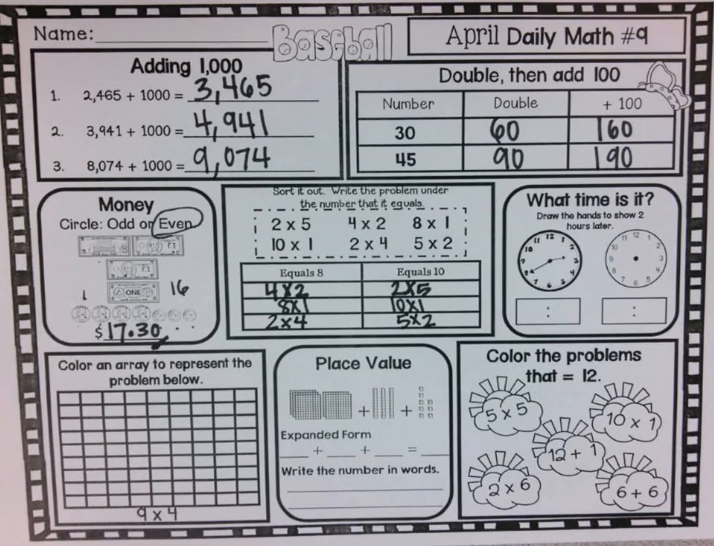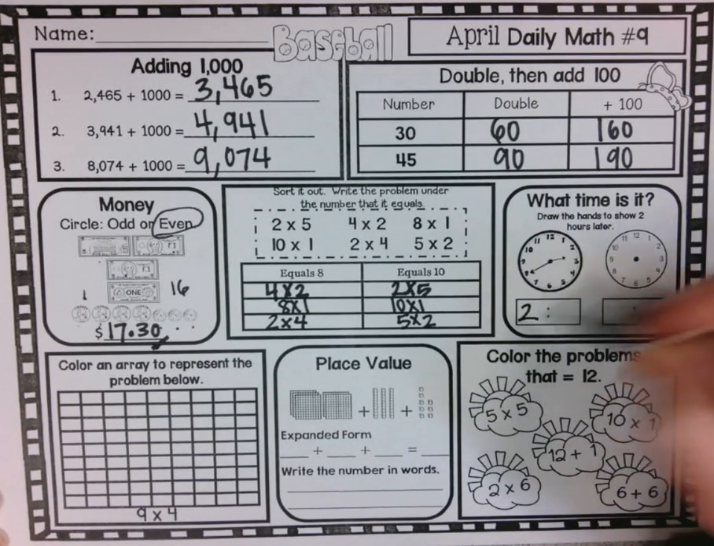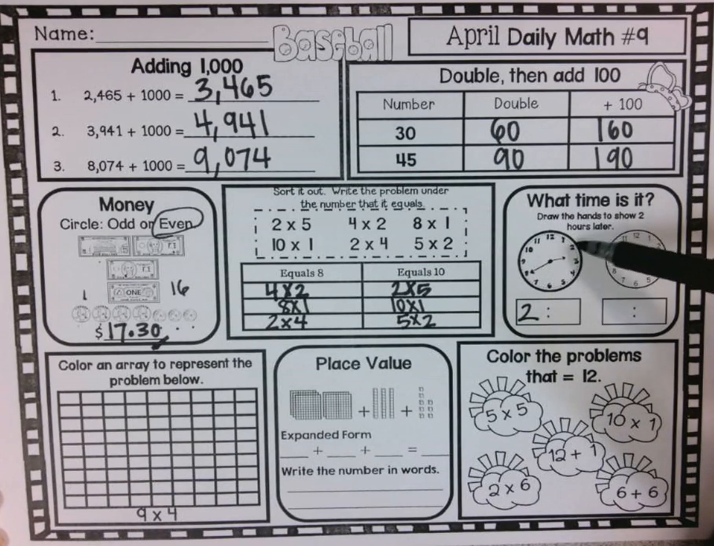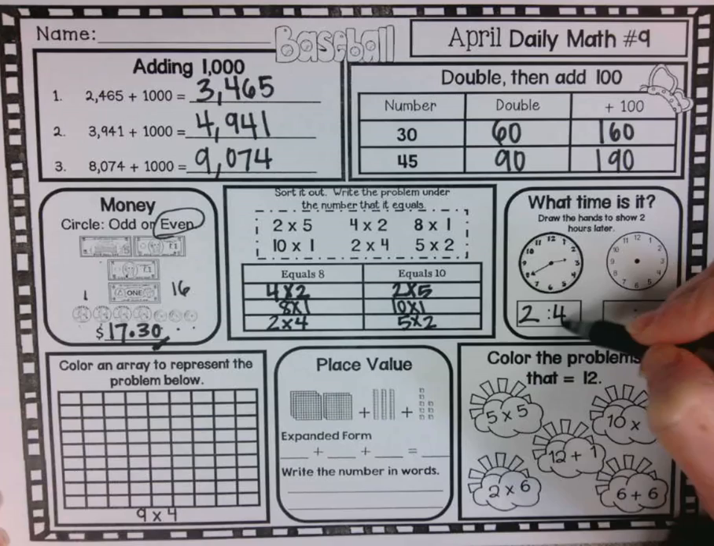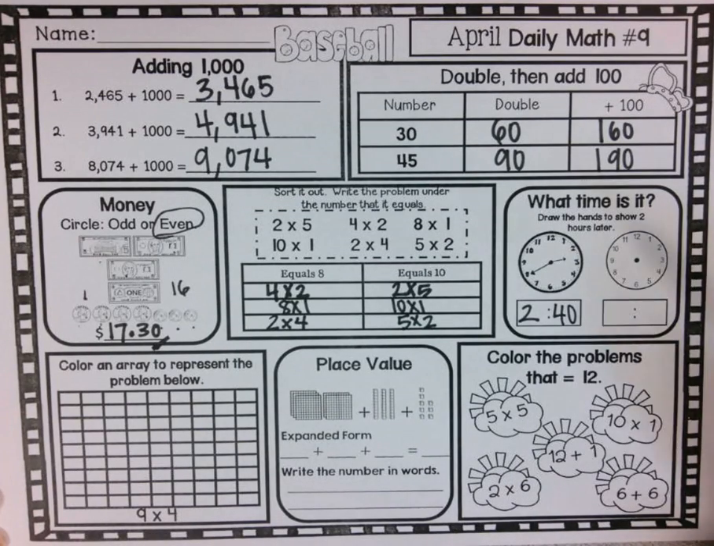All right. What time is it? Draw the hands to show 2 hours later. So the hour hand, it's after the what? 2. And then we count by 5s. 5, 10, 15, 20, 25, 30, 35, 40. 2:40.